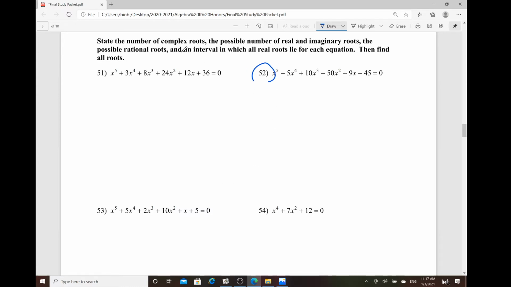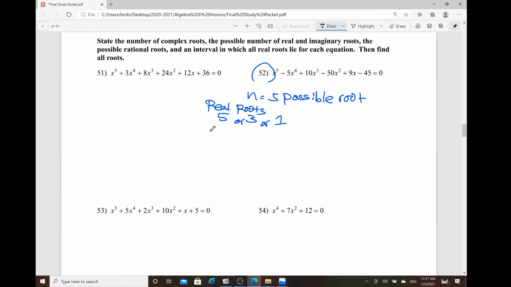So state the number of complex roots. So this one, we do know that n equals 5, so it could be what? So 5 possible roots. And what about the real roots? It could be 5 real roots, or it could be 3 real roots, or it could be 1. So by using the n minus 2 theorem, 5, and then 5 minus 2, you get 3, 3 minus 2, you get 1. So for the real roots, we could end up with 5, 3, or 1.